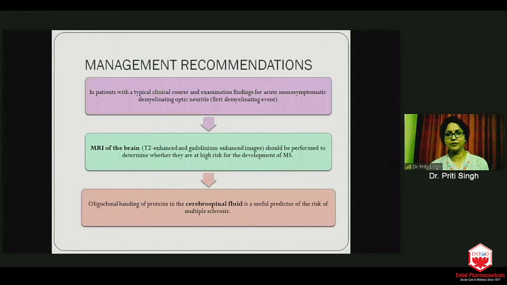So the management recommendations are in patients with typical clinical course and examination findings of monosymptomatic demyelinating optic neuritis, that is first demyelinating event, do MRI of the brain. If it is doubtful, do CSF analysis. McDonald's criteria we have already discussed.